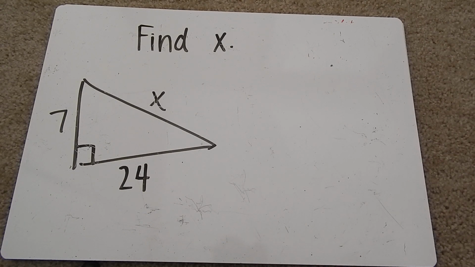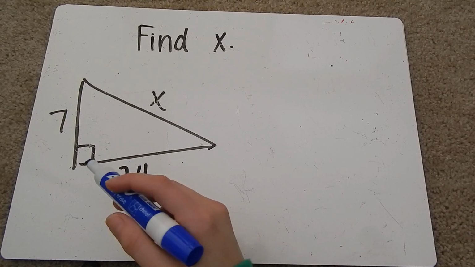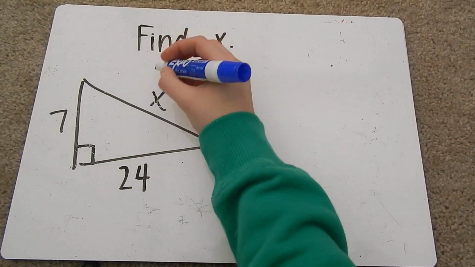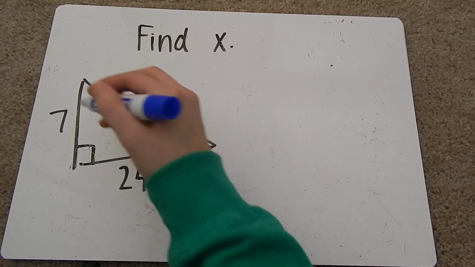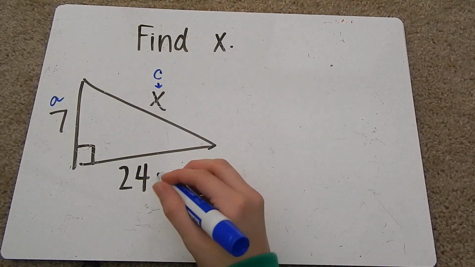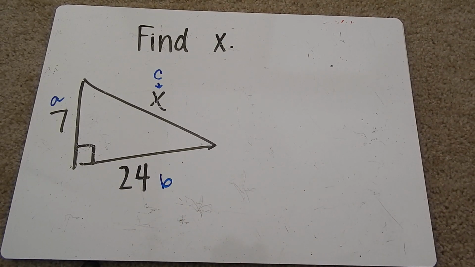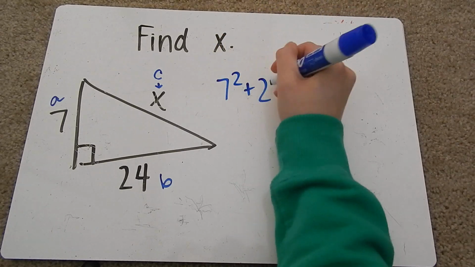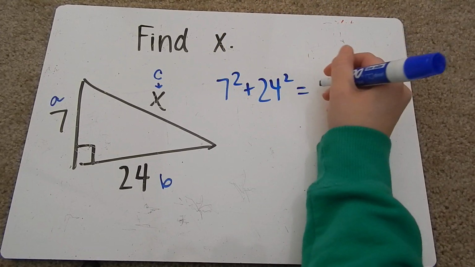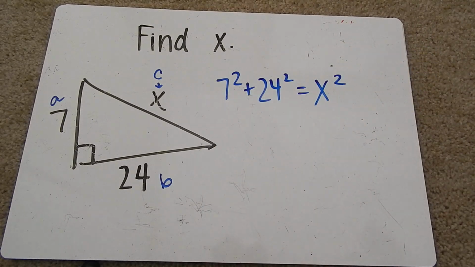Here we're asked to find x. So let's go ahead and label our triangle A, B, and C. Remember, C is always across from the right angle, so this is actually going to be your C value. Again, A and B don't matter after that, so I'll just label that A and that B. So let's set up our equation. It's going to be A squared plus B squared equals C squared.